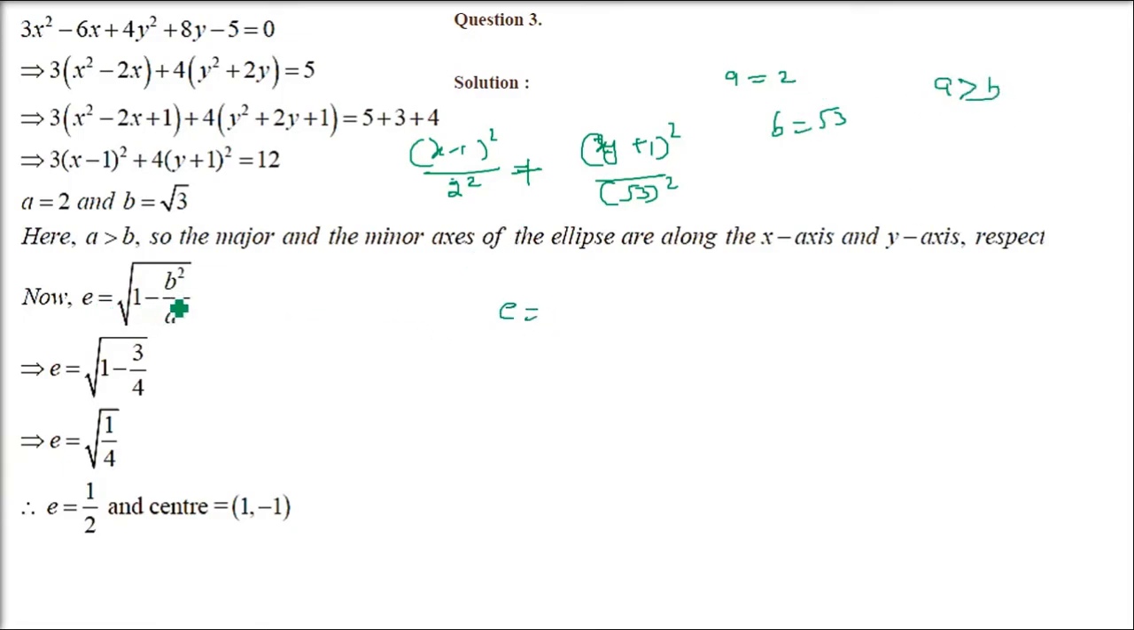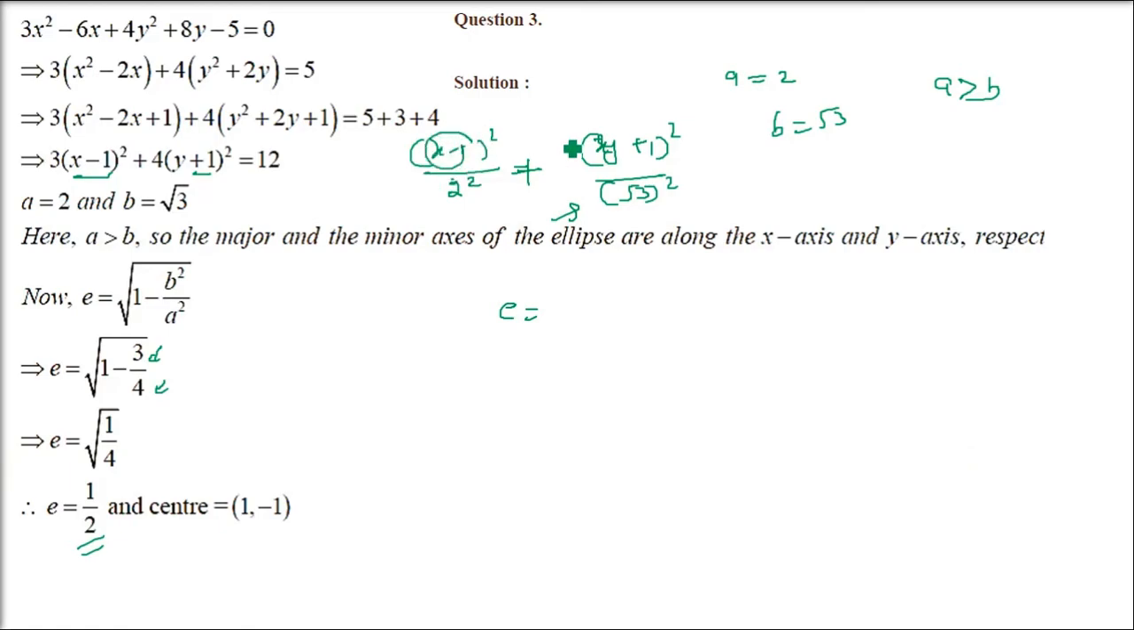A is greater than B, so eccentricity will be simply under root 1 minus B square by A square. So this is 3 by 4, so under root 1 by 4, that is 1 by 2. Eccentricity is 1 by 2. And what about the center?